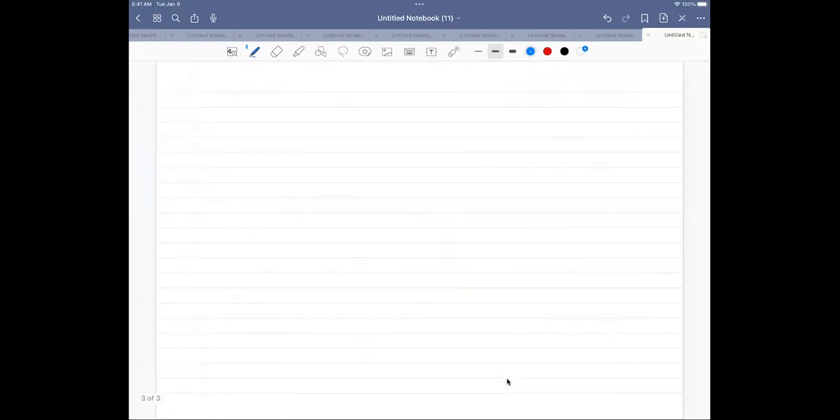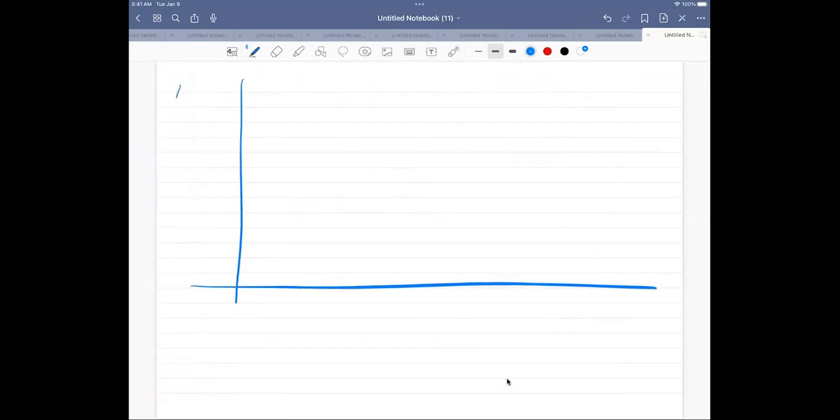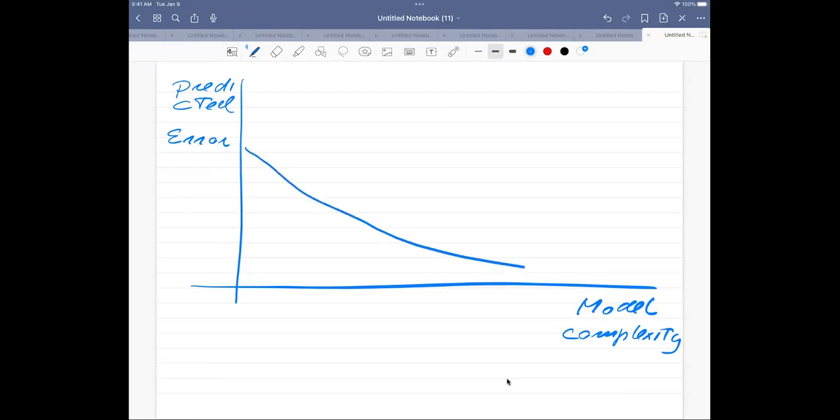So in our case, what we will see is something which looks like this. Suppose now we have the predicted error on this axis, and then we have model complexity on this axis. And this is essentially what we will be doing in the project. Then you could say that if you look at the blue line here, this could be your training.